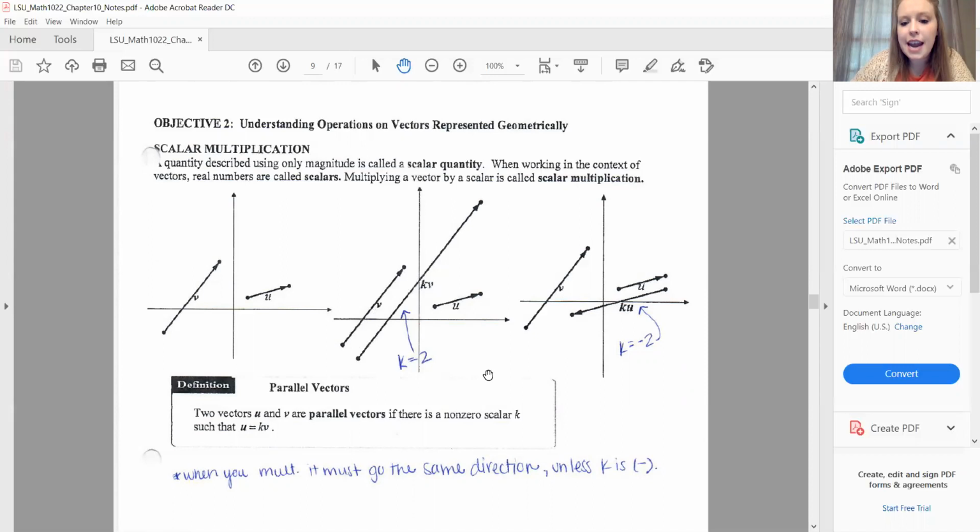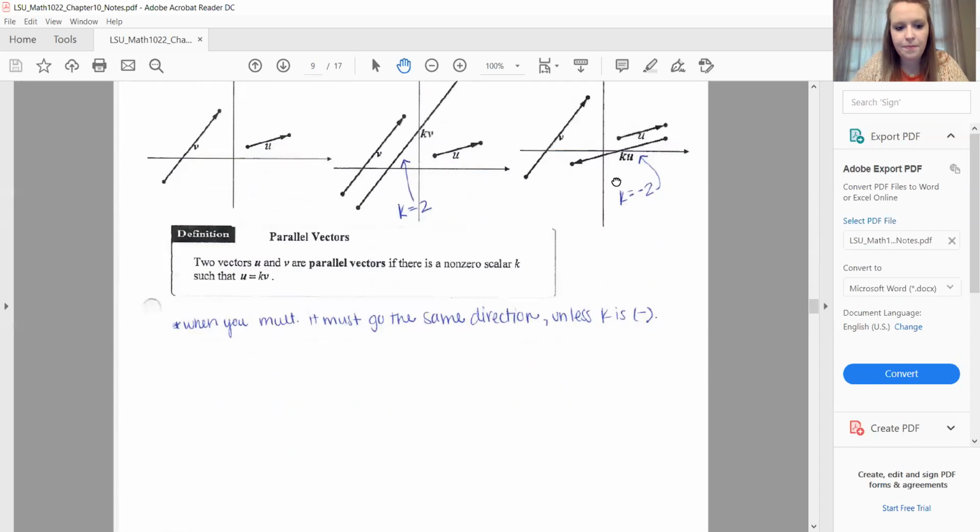But if it's a negative, it's going to go in the opposite direction. This one looked like it doubled u, but it went in the opposite direction. So you're literally just multiplying it. Those are very easy. 2 vectors are parallel if there's a non-zero scalar such that u is equal to k times v. Because I multiplied this times 2, v and kv are parallel. It makes sense because they have to go the same direction. That's multiplication.